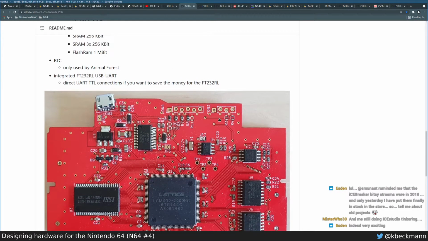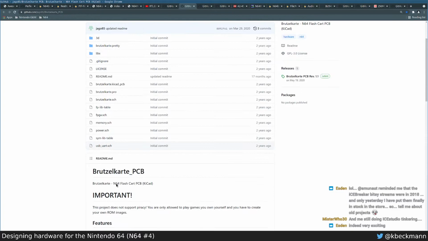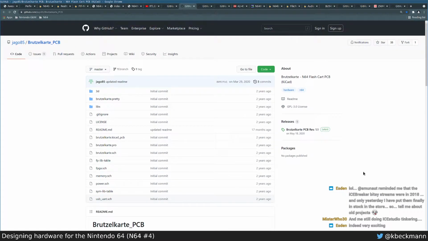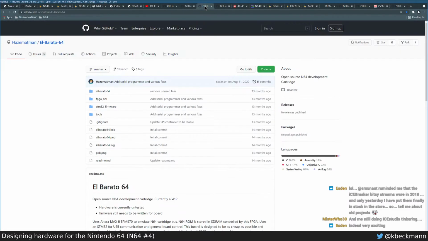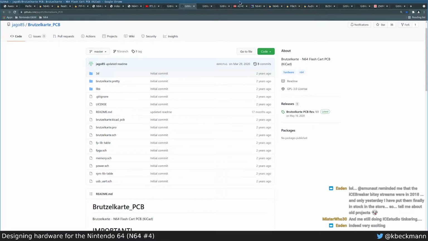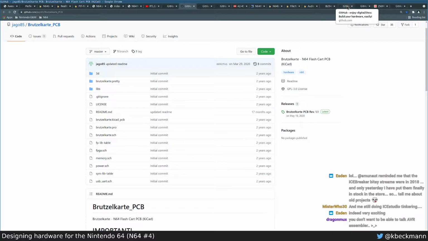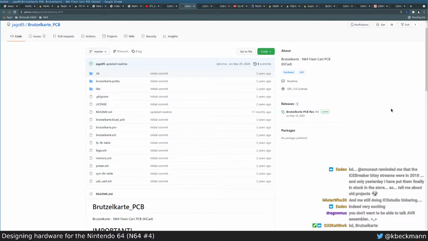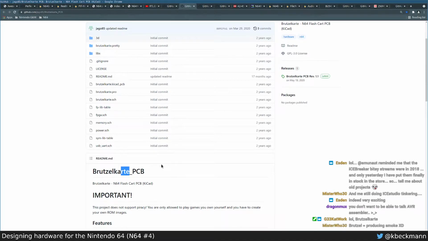But there is this other open source flashcard, the Brutzelkarte, that is actually implementing this with C code and a soft CPU. I haven't looked at it in detail, but from what it seems, it should work. You don't want to be able to talk AVR assembler. Yeah, it's an interesting name. I don't see any smoke yet though. We'll see. Hopefully there won't be any smoke.